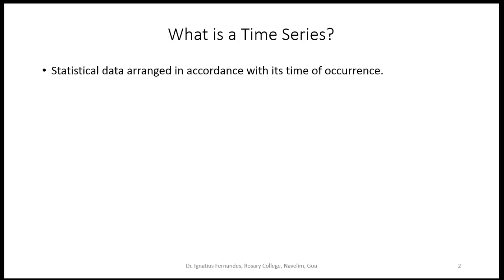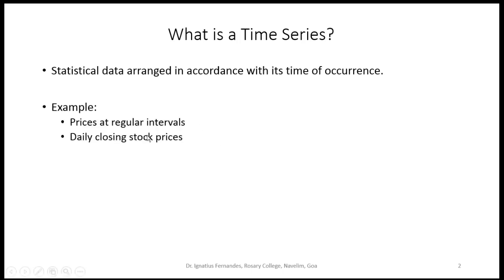A time series is any statistical data that is arranged in accordance with its time of occurrence. Any data that is organized as per the time of its occurrence, we call a time series. For example, prices of a commodity at regular intervals is an example of a time series. Daily closing stock markets, so here the period is daily. We are noting down the stock prices day-wise, an example of a time series.